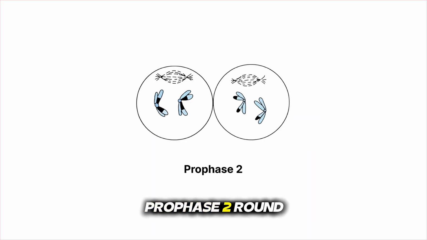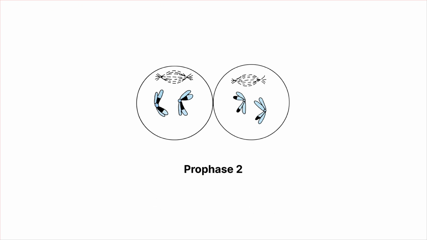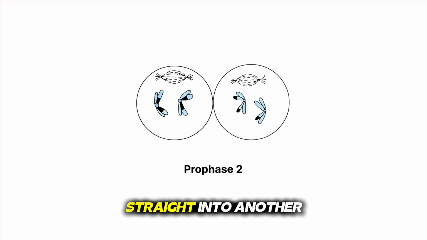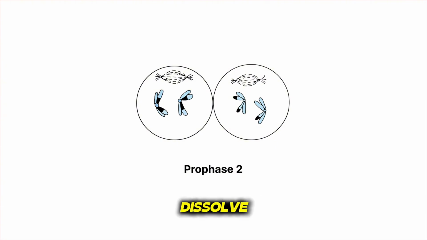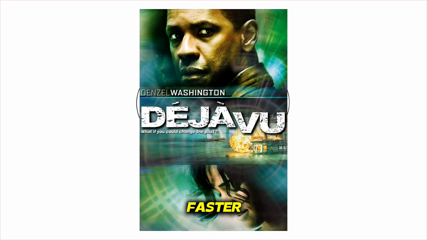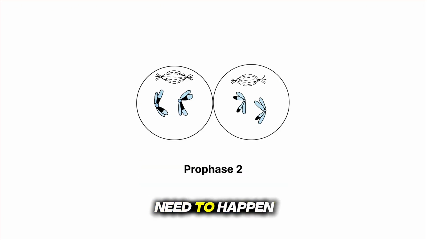Prophase 2. Round 2, no repeats. No rest for the weary. Those 2 cells from before dive straight into another division. The spindle forms again, nuclear membranes dissolve, and chromosomes gear up to move. Déjà vu, but faster. It's like the sequel that didn't need to happen, but somehow makes the story complete.